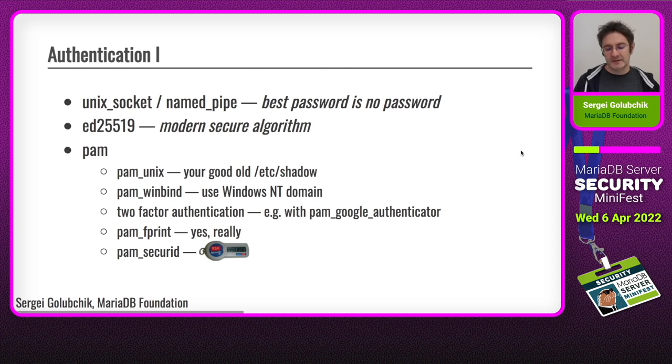But we have actually seen users using pam_winbind, that is authenticating users in MariaDB against the Windows NT domain, and pam_google_authenticator that allows you to use two-factor authentication when you have an app on your phone that generates one-time passwords in addition to the normal MariaDB password. And believe it or not, I have actually seen users using pam_fprint, authenticating using fingerprints. And we had users using pam_securid, RSA security hardware tokens that you have seen on the slides. So this is a very, very versatile plugin that allows you to do lots of different, strange and interesting things.